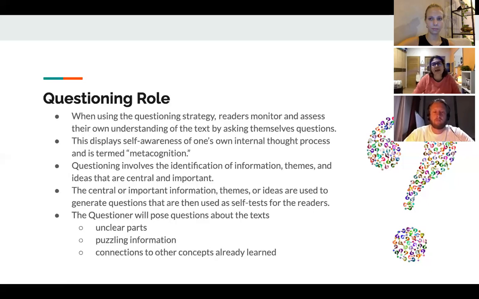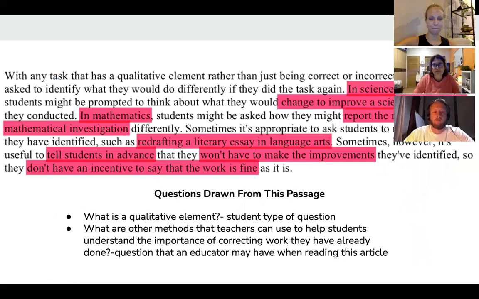This is a little paragraph from our article that we are presenting with this. And on here, what the student did was they highlighted what was important to them. So they highlighted in science how to, what they needed to do for the science experiment. Then they talked about the math and it resulting about a mathematical investigation. And then they talked about the language arts and they had to redraft a literary essay. So they highlighted what was important to them.